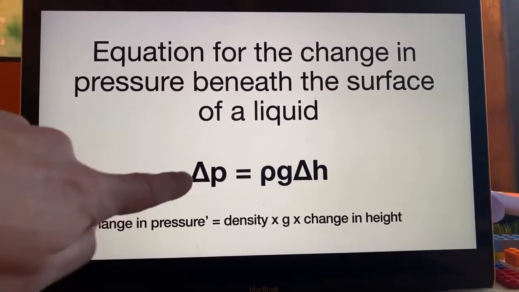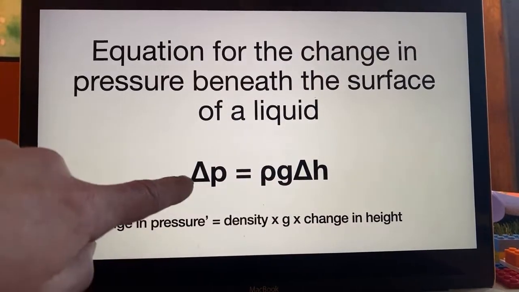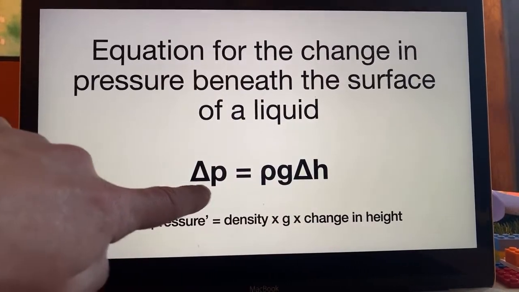So the little triangle here means change in pressure. People on Facebook yesterday were saying this looks like Elvish, but a little triangle is a lovely quick way of writing change in.